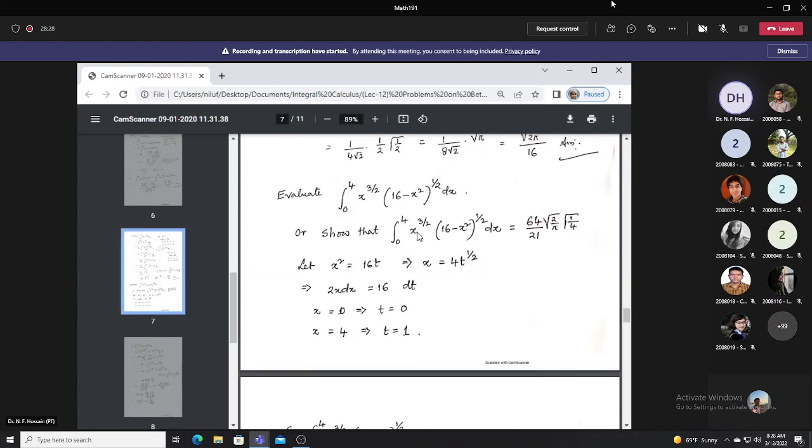So here at first we are taking x square equal to 16t. So x should be equal to 16t whole to the power half, that means 4t to the power half. And 2x dx equal to 16 into dt. So dx should be equal to 16 by 2x into dt. And the limits are changing in this way.